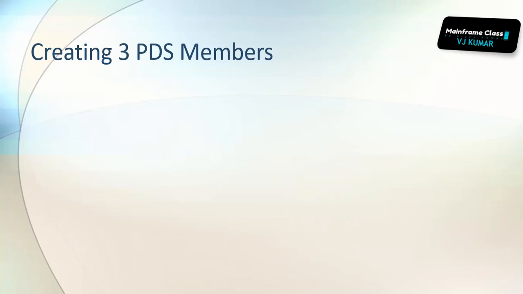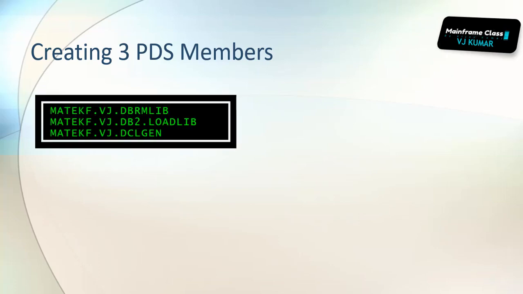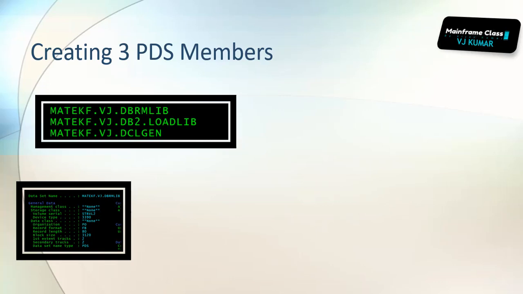Okay, so with that said, in order to set up working on this application programming, we'll go step by step. First step is to create three different PDS members. One is a DBRM lib, another is a DB2 load lib, and then we have a DCLGEN. DCLGEN is the place where we create all the members, records related to the tables, and load library is a load module, and DBRM lib is a compiled version of COBOL and DB2, where we'll talk in detail about those things.